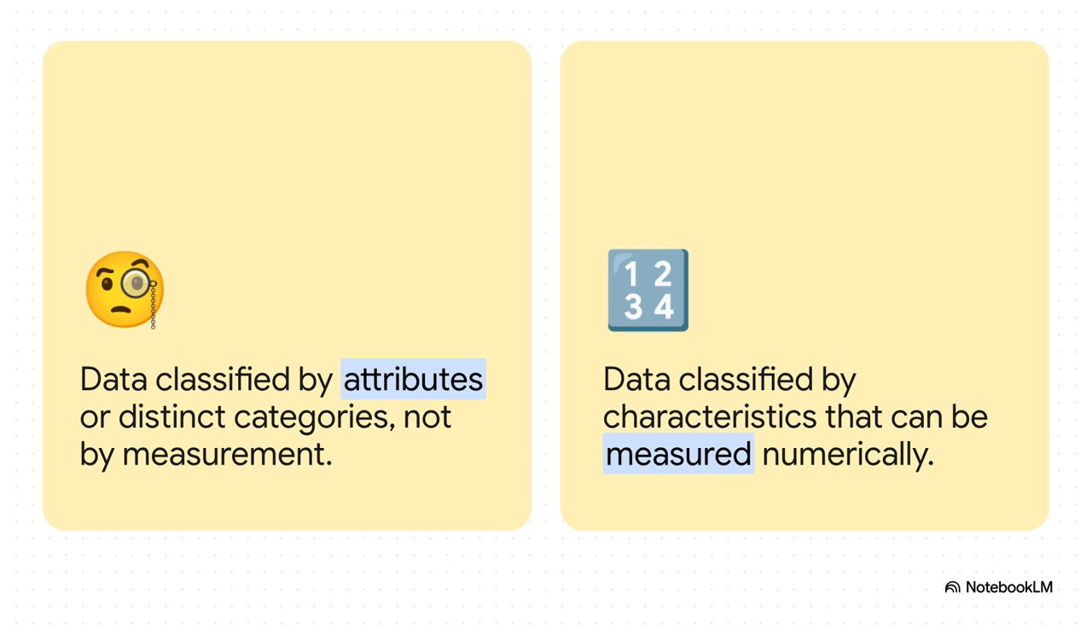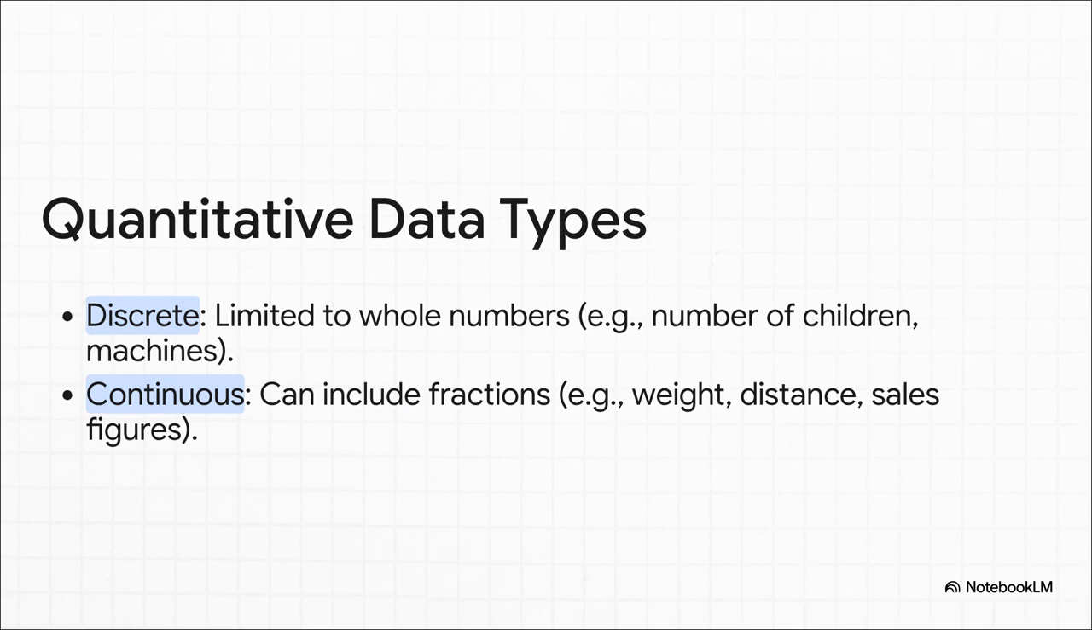How are we going to sort this stuff? Are we going to group it by attributes? Things you can describe with words like employed versus unemployed. That's what we call qualitative data. Or are we going to group it by variables? Things you can actually measure, like salary or age. That's quantitative.